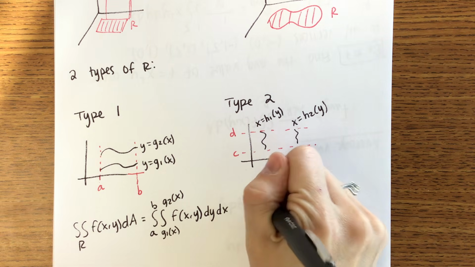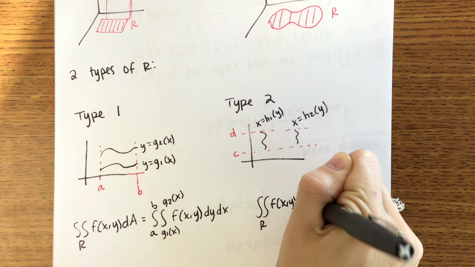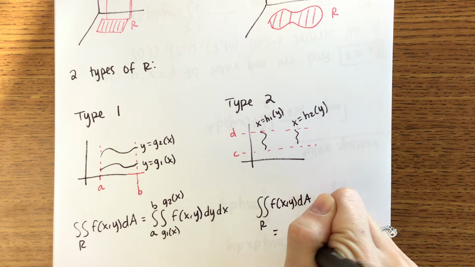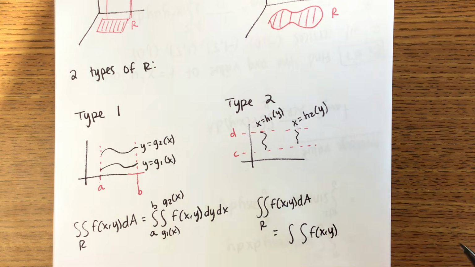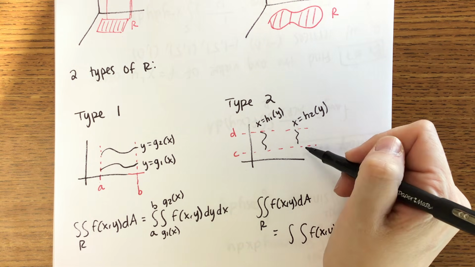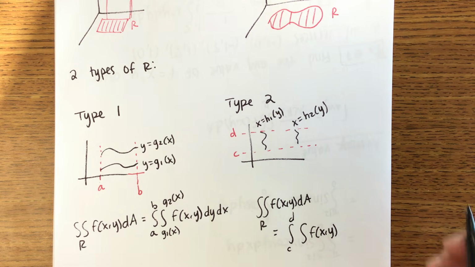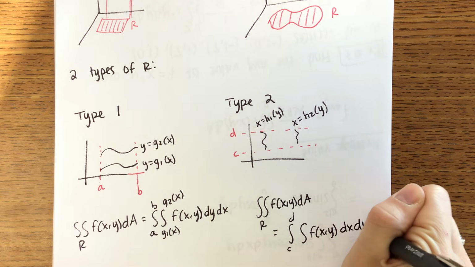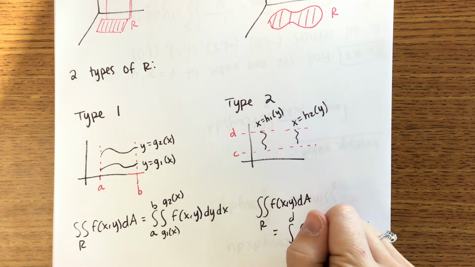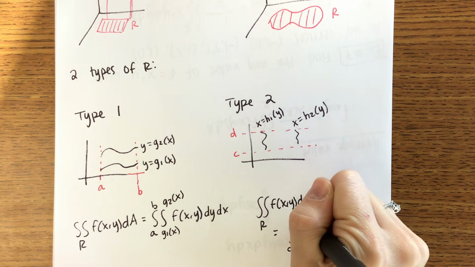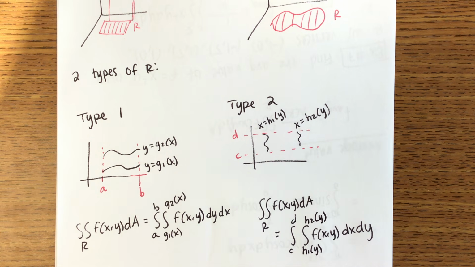For a type 2 region, it's going to be a similar idea. The constants are always what you integrate last. So we have y is a constant, so we will integrate with respect to y last. We will do x first. X is those two functions, so our inner limits will be functions of y, not constants.